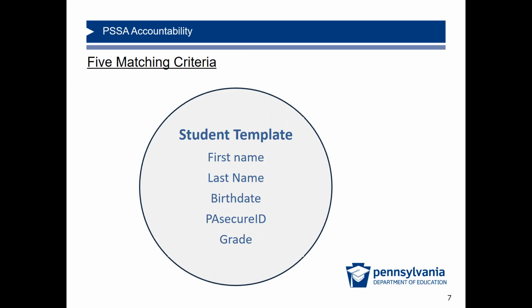Another demographic that has become increasingly important is grade. The student takes the PSSA for the grade in which he or she is enrolled at the time of testing. So if a 5th grader is placed in 6th grade in the middle of the school year, he or she takes the 6th grade PSSA.